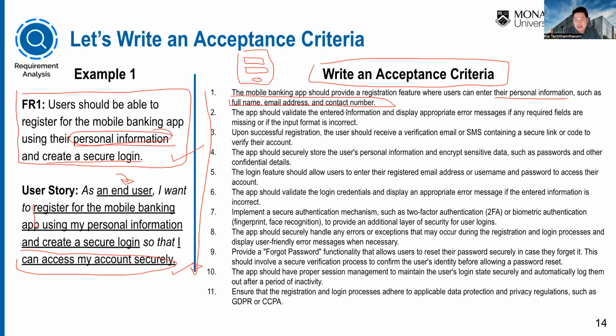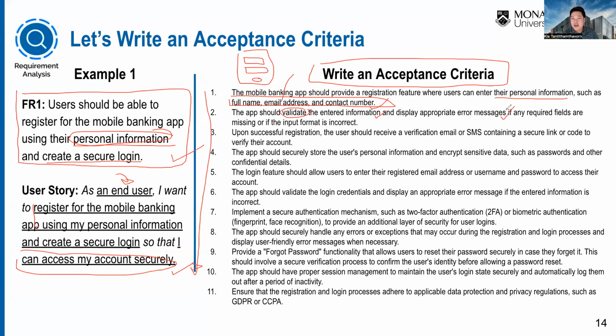The app should validate the entered information. That means when we do the coding, we should have the validation function as well. Whether the entered information is correct, in the right format or not, right? When we talk about the email address, what is a valid email address? For example, it should have the username and the domain name. It should end with .com, .net, .org, that kind of thing, but it should not be something else. And it should display an appropriate error message as well.